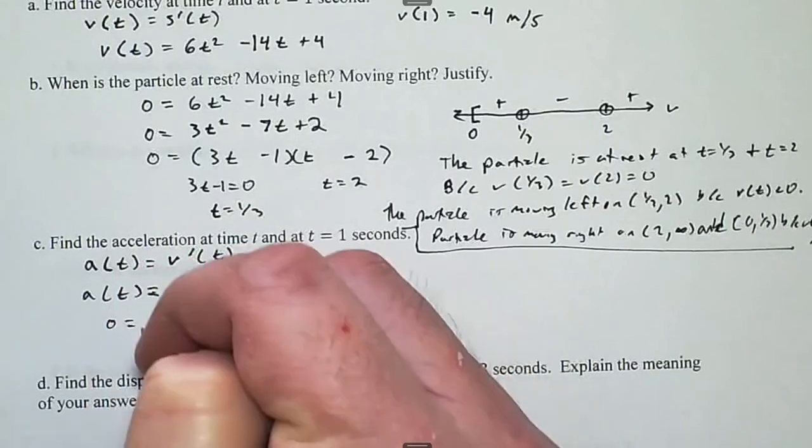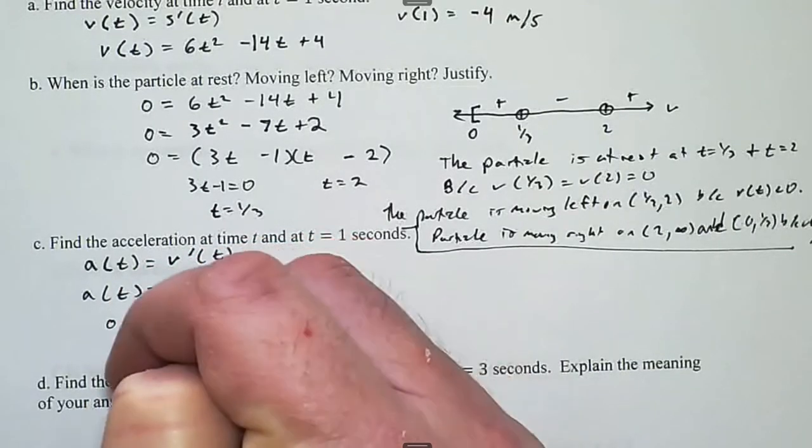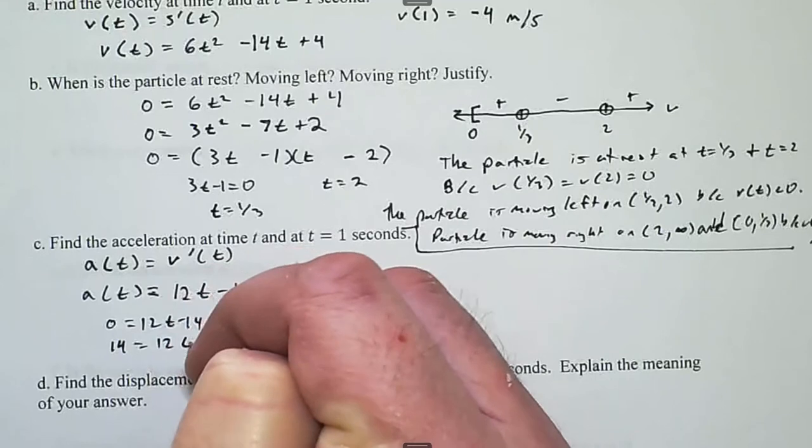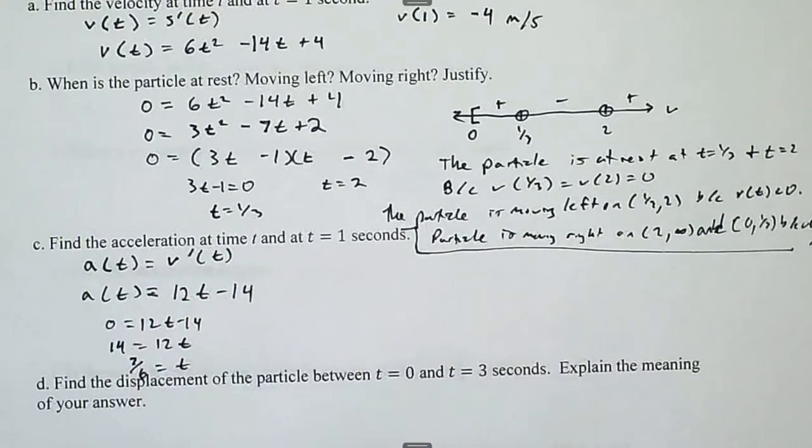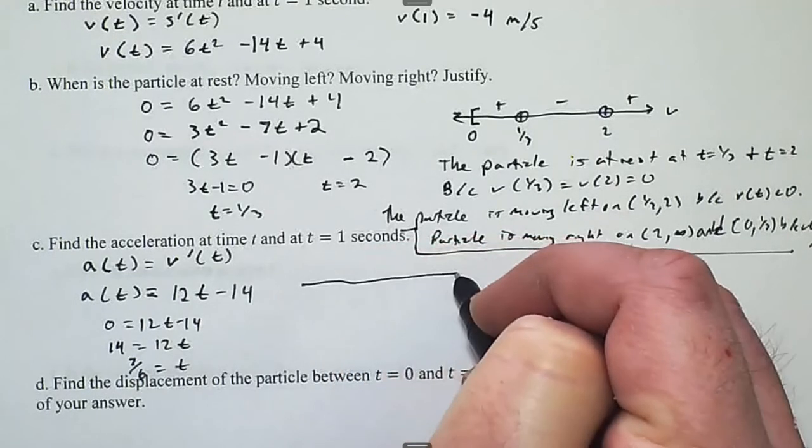If I solve this equal to 0, we get 14 over 12, or we could reduce it to 7 over 6, is when the acceleration is equal to 0.